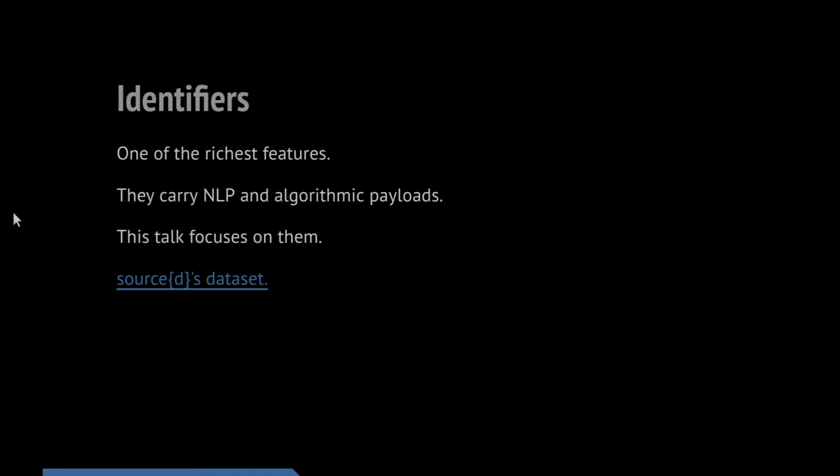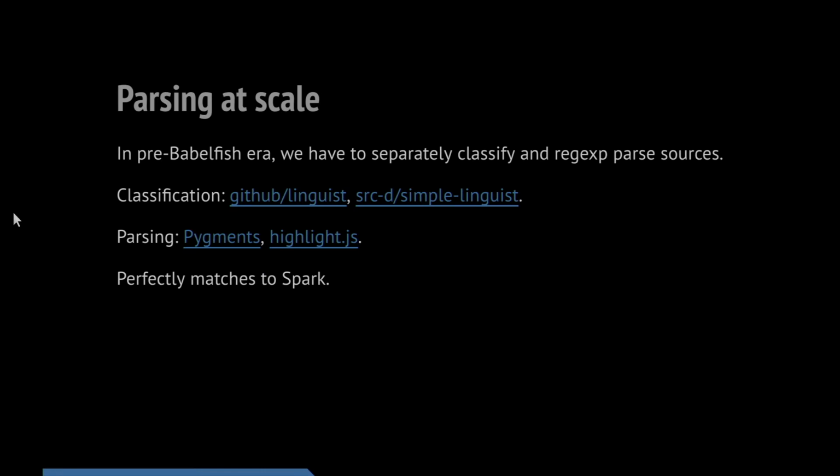I will try to convince you that identifiers are a very rich source of information which you can use for machine learning. They carry not only NLP information, but also some very algorithm-specific information, and they are available. Let's try to build our pipeline to extract all identifiers from GitHub repositories, turn them into features in some way, and use them for nearest neighbors.